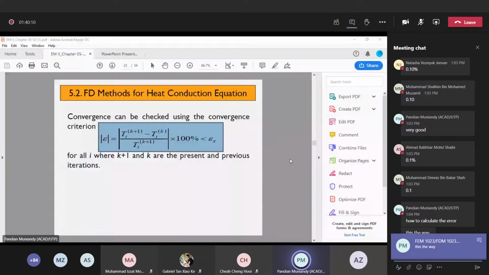All right. Now we move on to epsilon 3. Epsilon 3 for temperature 3 is 0.02088 minus 0.0081 divided by 0.02088 multiplied by 100%. This is for T3.